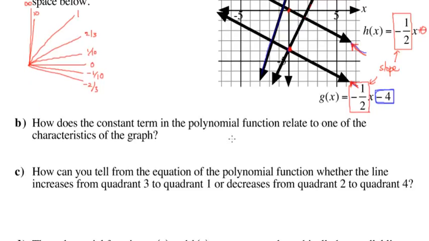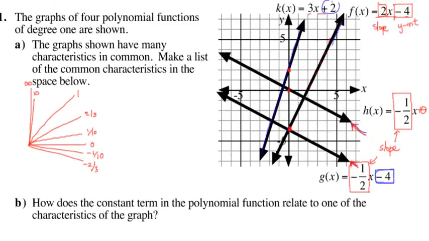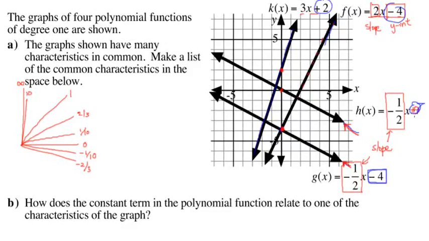How does the constant term in the polynomial function relate to one of the characteristics? We covered that. The constant term is this number on the tail end, and it is the y-intercept of the function. If it looks like it doesn't have one, then the y-intercept is 0. How can you tell from the equation of the polynomial whether the line increases or decreases? As mentioned, that's the slope. If you have a positive slope, then your line goes uphill. If you have a negative slope, then your line goes downhill.